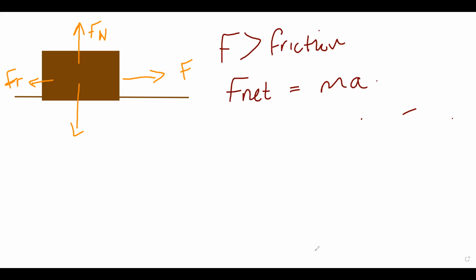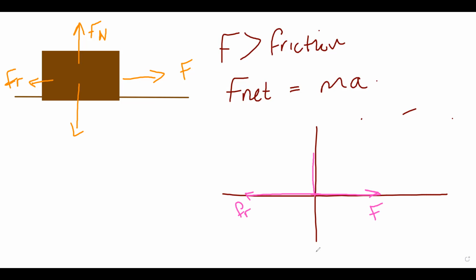Now, let's see how we can represent the forces acting on an object. To represent the forces acting on an object, we have something called a free body diagram. In the free body diagram, I will represent the forces. This is F. This is the friction. This is the normal force, and this is the gravitational force.